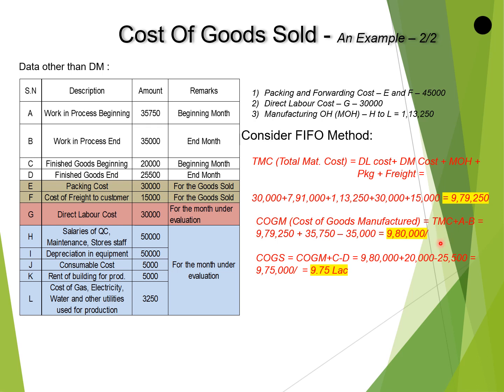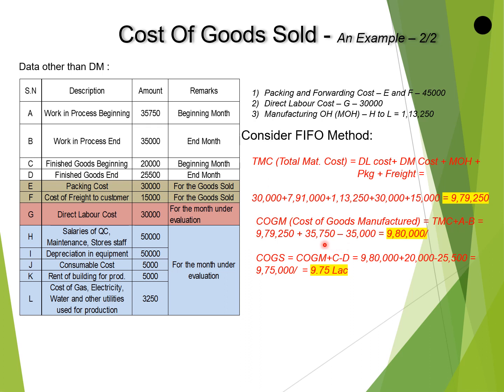Now we calculate the cost of goods manufactured, where total material cost will come, and we add the work in process which was available with us in the beginning, and we subtract that from the work in process available with us at the end of the month. So here of course we are considering WIP. So TMC 9,79,250 was available here. Then the beginning of the month WIP was for 35,750 rupees. We added here and subtracted 35,000 rupees, which was WIP at the end of the month.